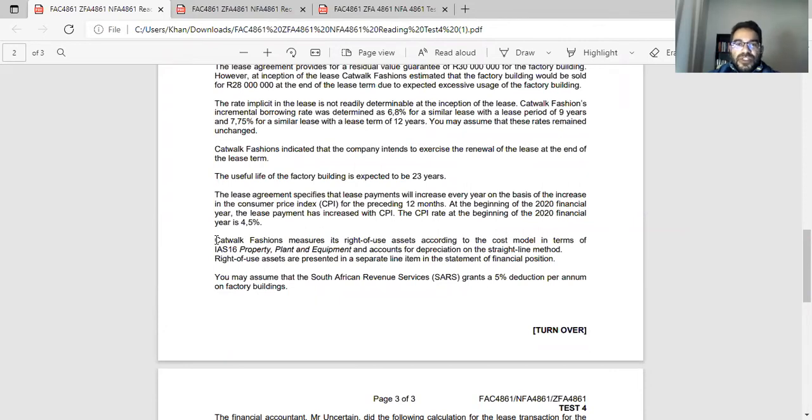On the statement of financial position, you can just have property, plant, and equipment, and included in it is the right of use asset. Or on the balance sheet, you can show the right of use asset separately. In this case, they have chosen to show the right of use asset separately and to not include it in the PPE balance. So just take note of that. I'm assuming most retailers will include the right of use asset separately because it's a significant balance. You may assume that the South African Revenue Services grants a 5% deduction per annum on factory buildings.